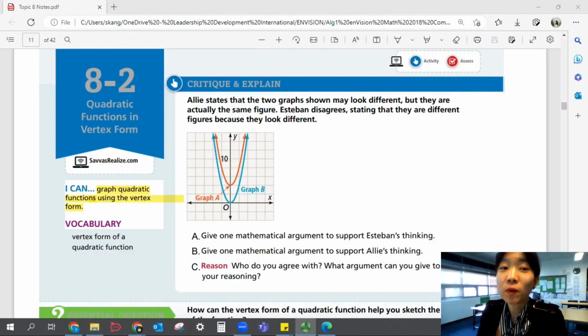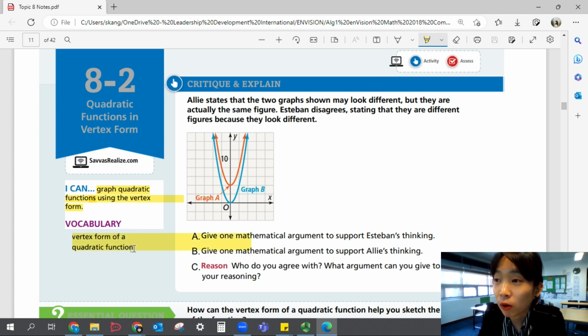Hi, this is Algebra I, Lesson 8-2, Quadratic Functions in Vertex form. In this lesson, we'll be able to graph quadratic functions using the vertex form. The key vocabulary is vertex form of a quadratic function. Let's start with critique and explain.